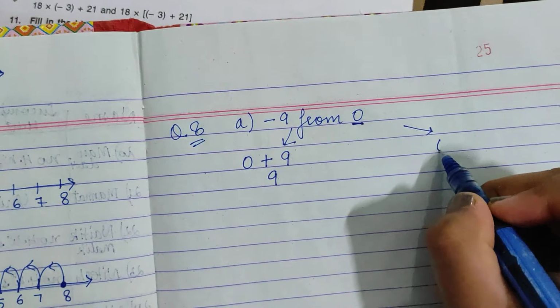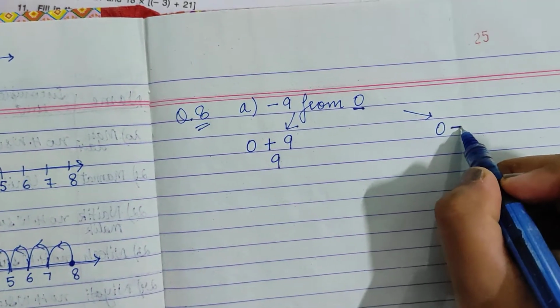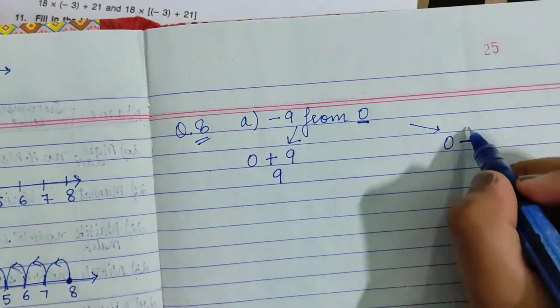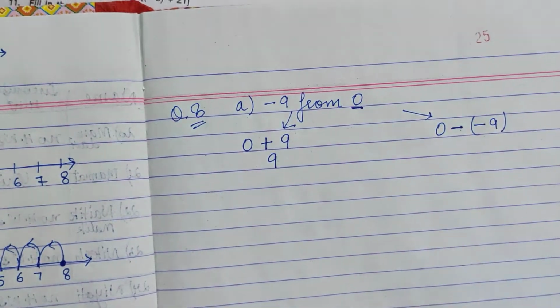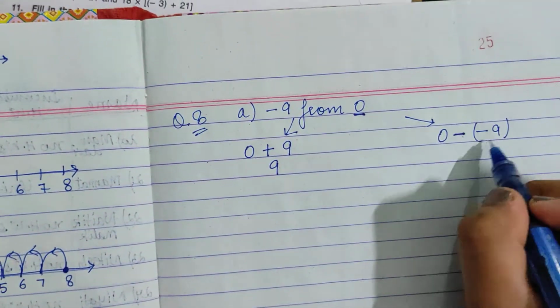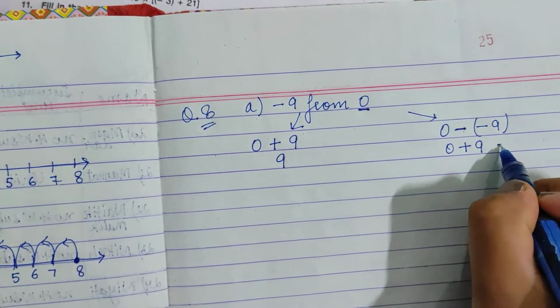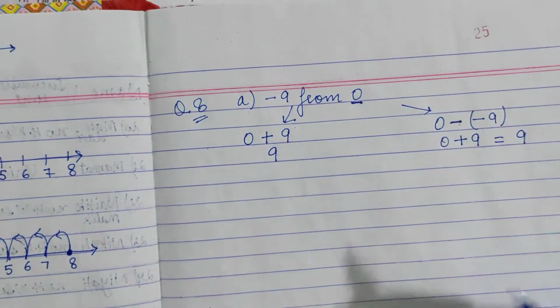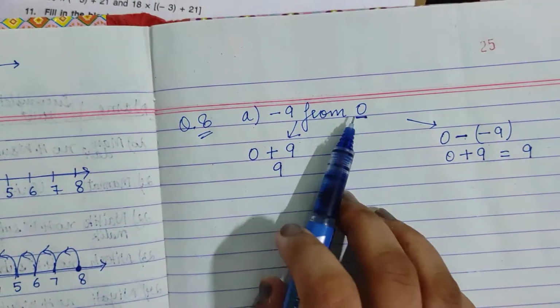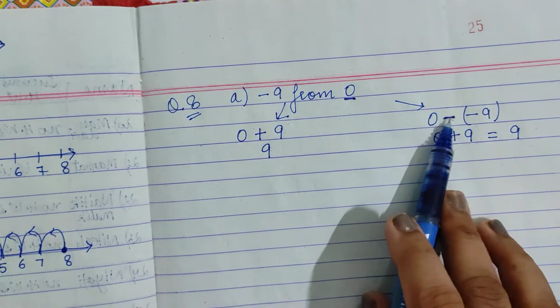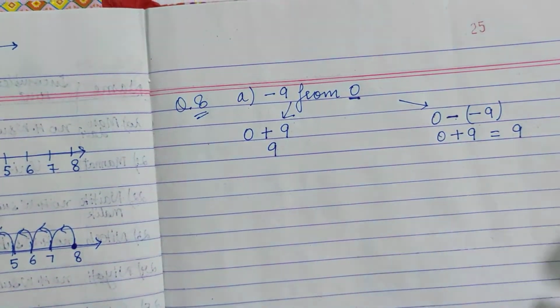Or else you can write the number 0 minus, this minus is for subtraction, and this number minus 9. We will put this in the brackets. So this minus will change the sign of minus 9. 0 plus 9 will give you 9. Both the ways are correct. In the first you will directly change the sign. In this you need to keep the minus sign outside and then you can change.